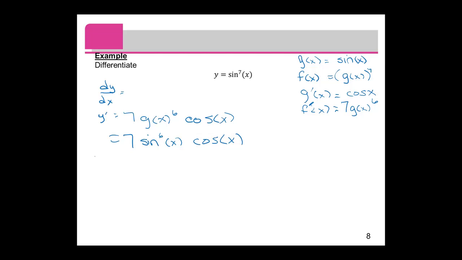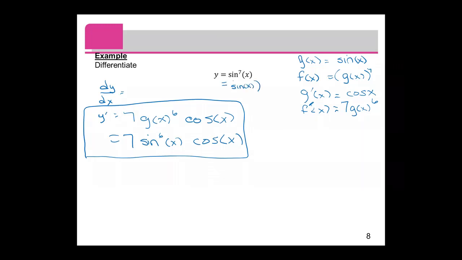That's doing it that way. How about if we do it the other way? And if anybody's not understanding, this actually is the same as that. Okay, so in case anybody's confused, let's just call that that. All right, so now let me change colors. Let me do it a different way. So now I'm going to let u equal sine of x. And I'll say y is equal to u to the 7th power.